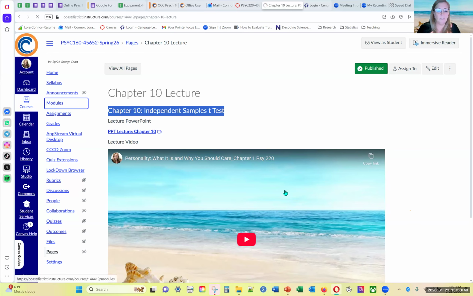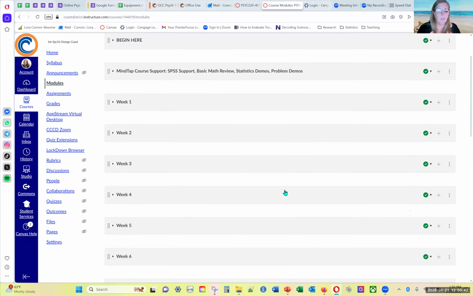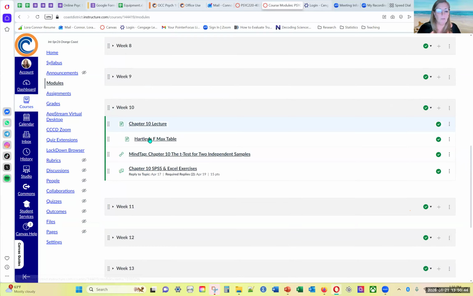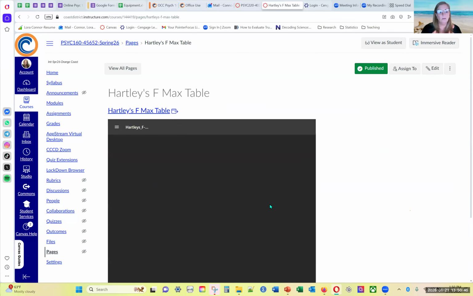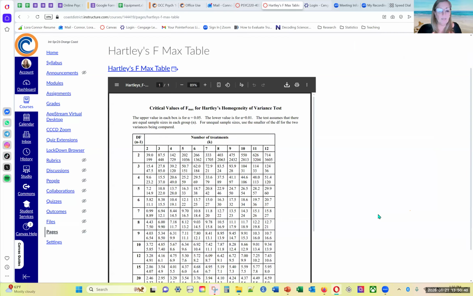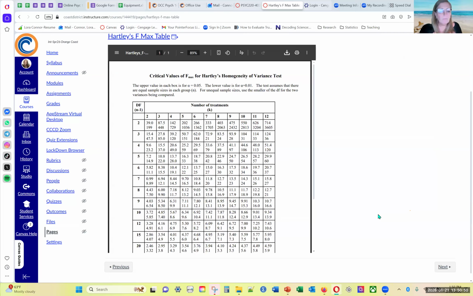You can find that Hartley's F max table in your module for chapter 10. Let me go down there. You'll see it right here. Click on that and you can find it. And you can use this for the tests.